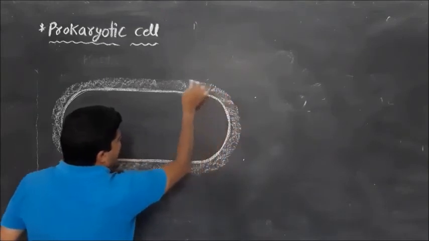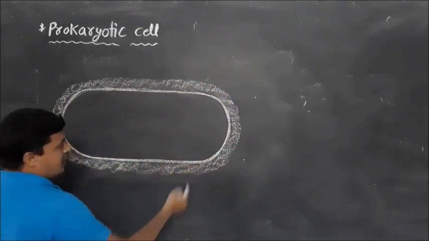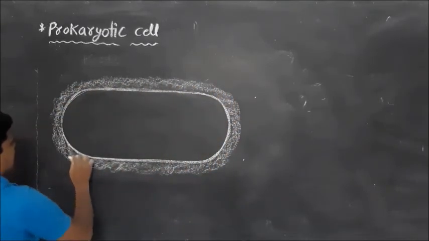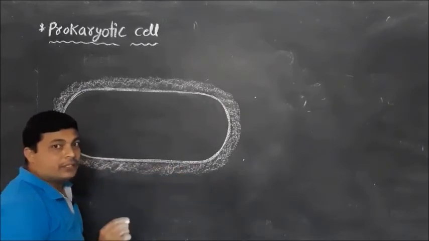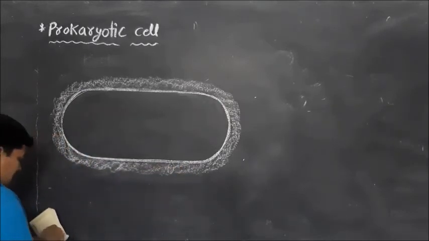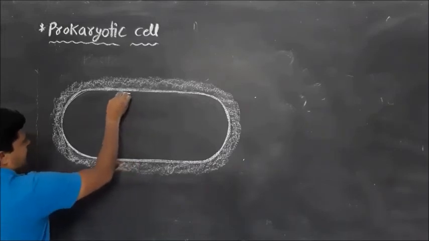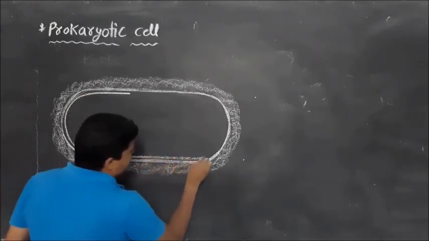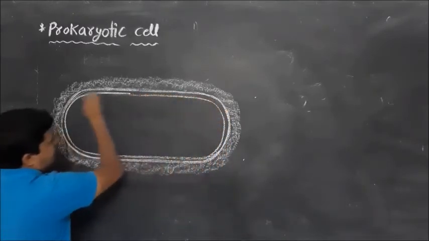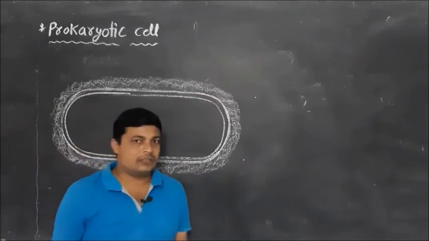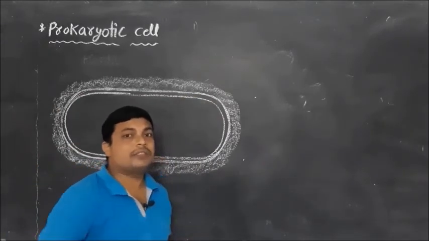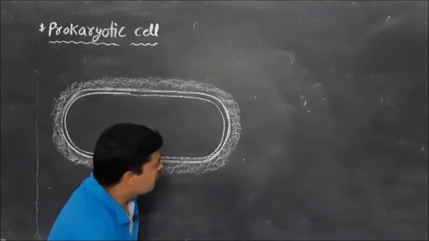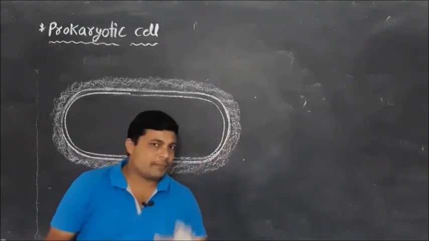So here, how many layers are there? Two layers. One layer is a slime layer, another one is a cell wall. The slime layer is made up of glycocalyx and the cell wall is made up of peptidoglycans. And after the cell wall, inside of the bacterial cell, the cell membrane is also present. This cell membrane is made up of phospholipids and associated with proteins. What is the composition of the cell membrane? It is made up of proteins and lipids.